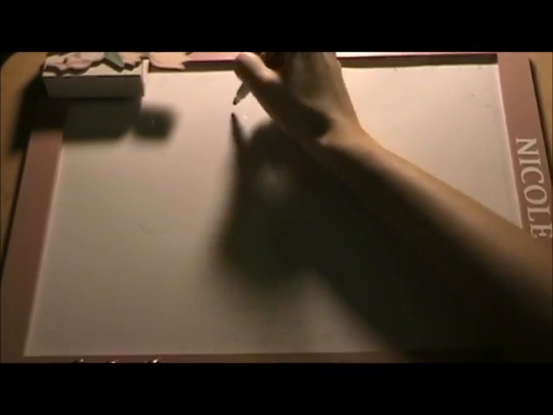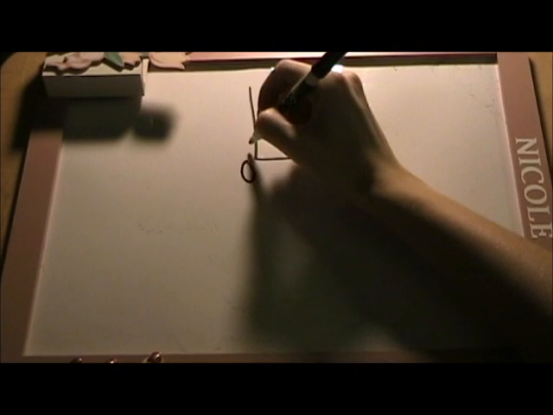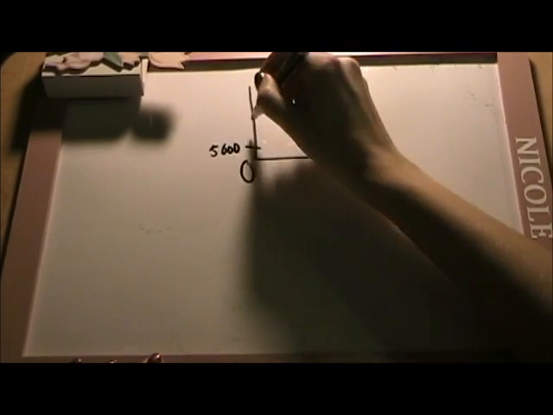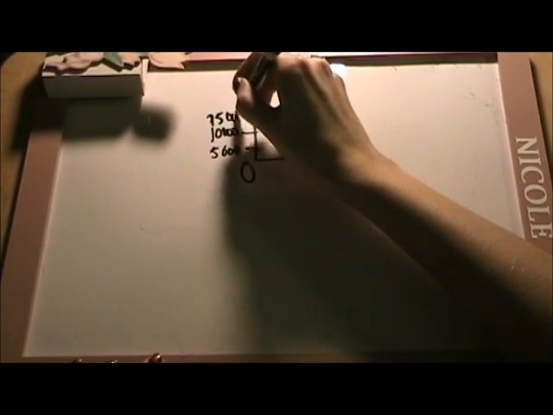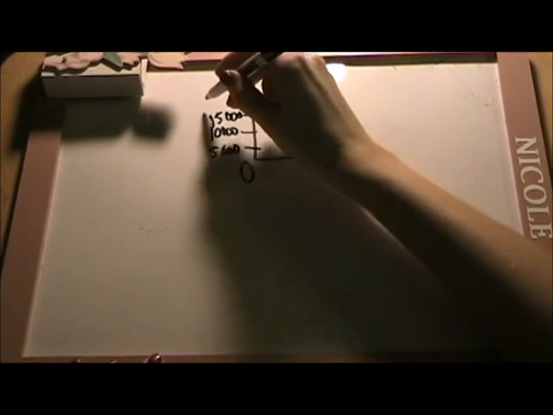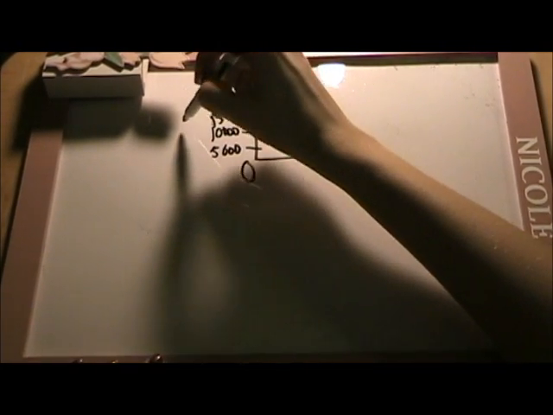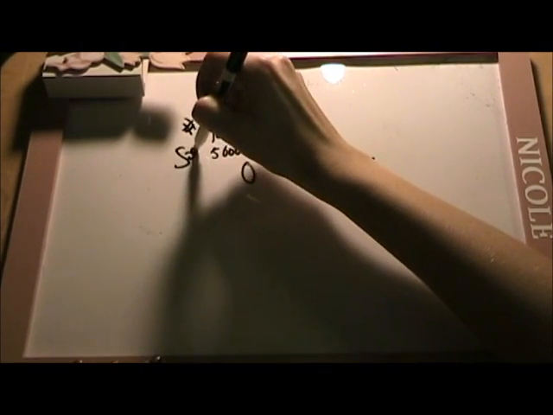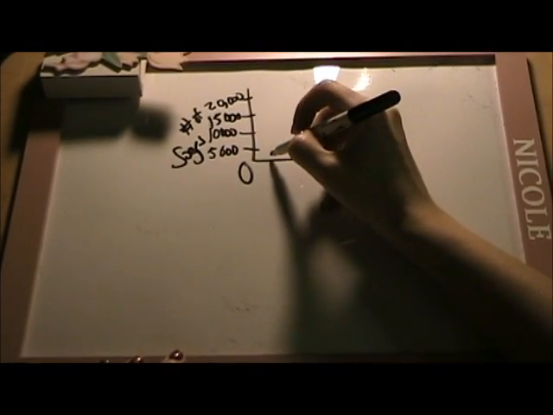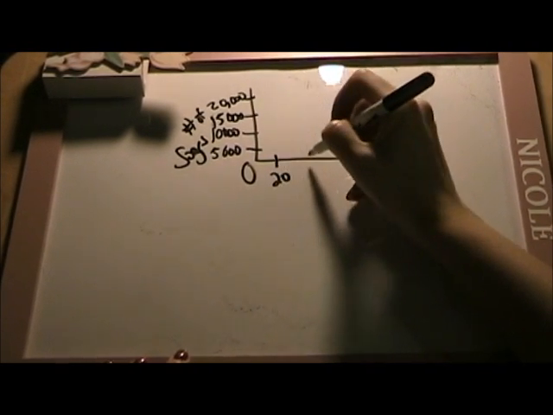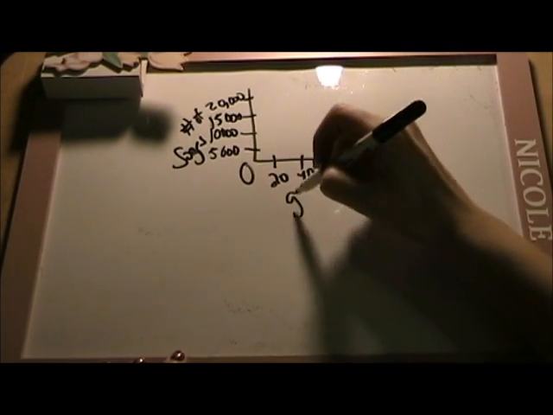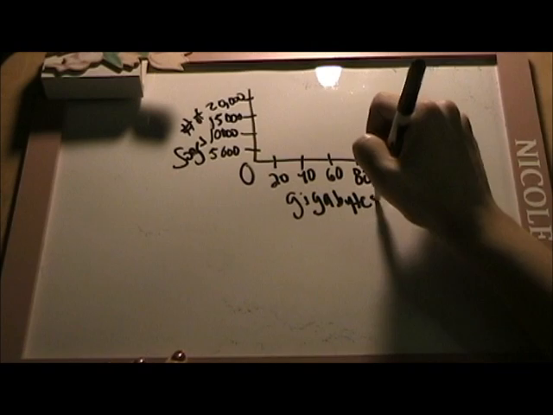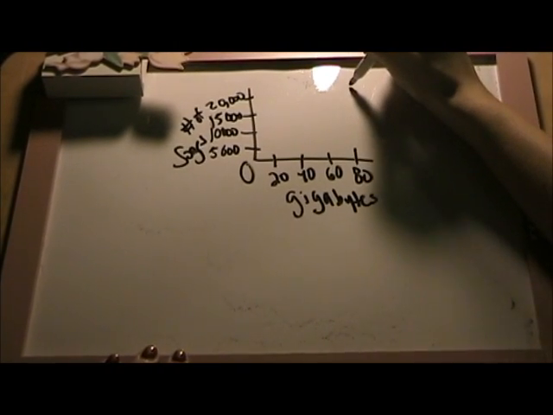Then you can also find slope looking at a graph. So let's say we have this graph here, 0, 5,000, 10,000, 15,000, 20,000. And this represents number of songs. And then we have 20, 40, 60, 80, representing gigabytes. And then we have this graph.